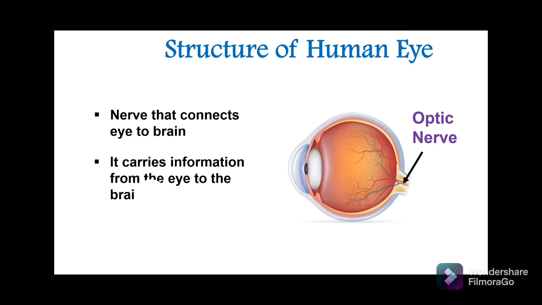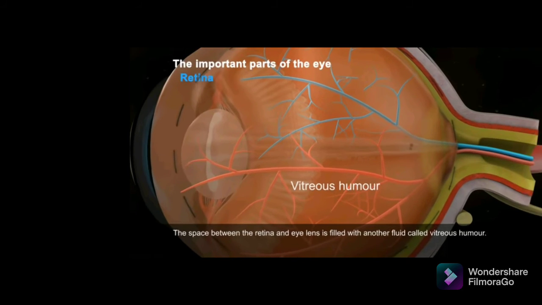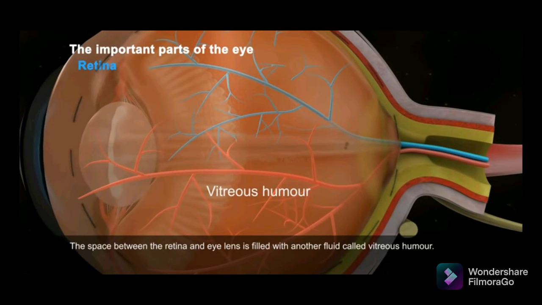Our next part is the optic nerves. Nerves that connect the eye to the brain are known as the optic nerves. Optic nerves transmit the visual information from the retina to the brain.